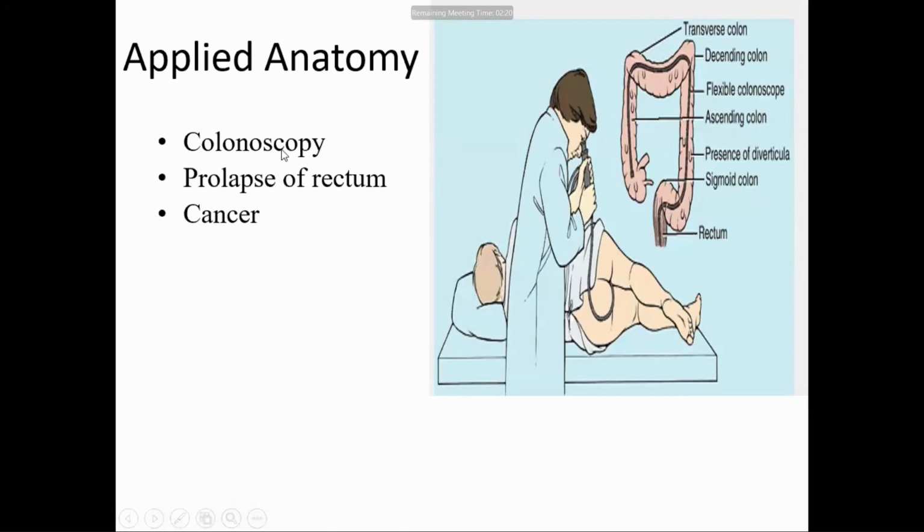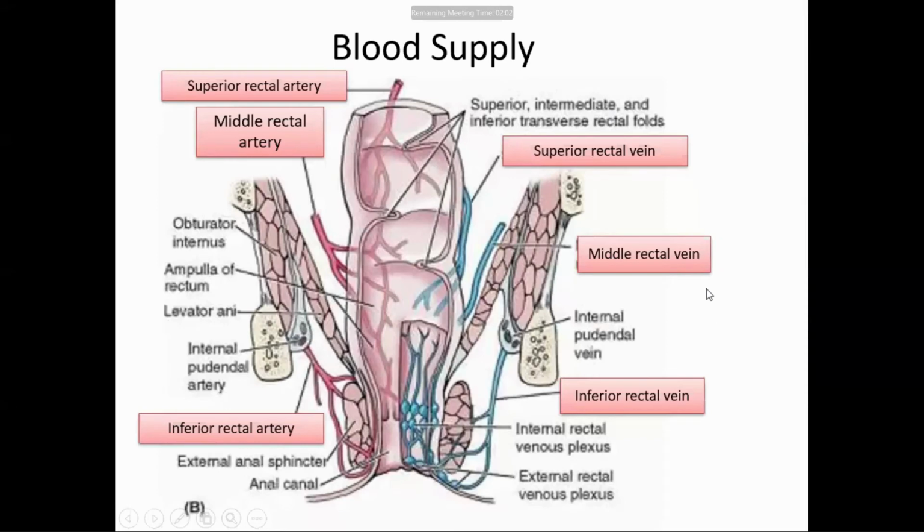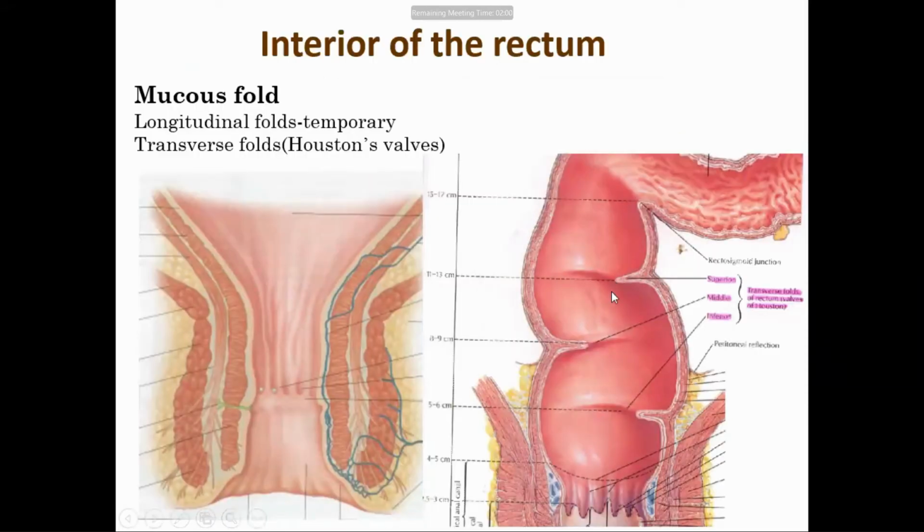Applied anatomy: colonoscopy, the instrument which is used to visualize the interior of the colon; then prolapse of the rectum, and cancer. And the importance of the rectal valve. What is the importance of the rectal valve? The function of the rectal valve is to hold the fecal materials, and it also prevents the transmission of the instrument unless it is carefully passed.